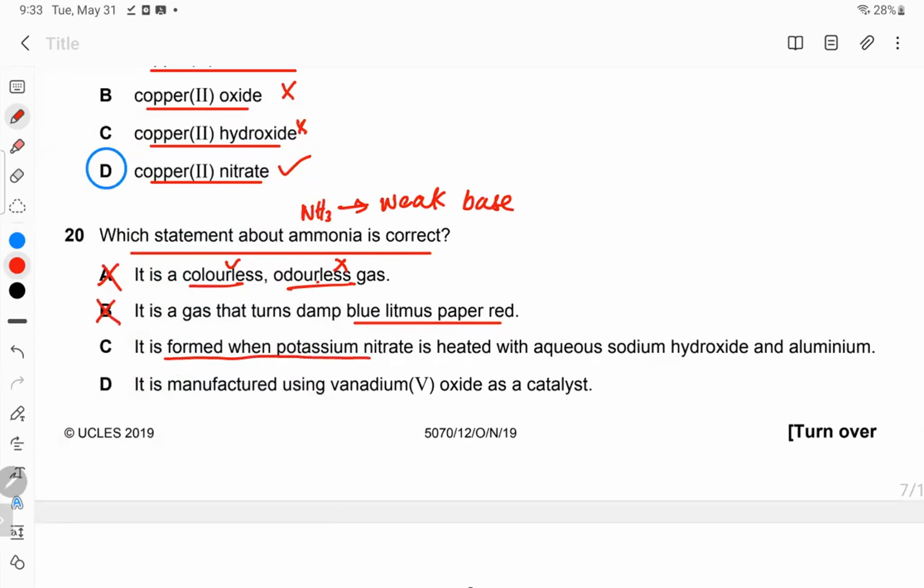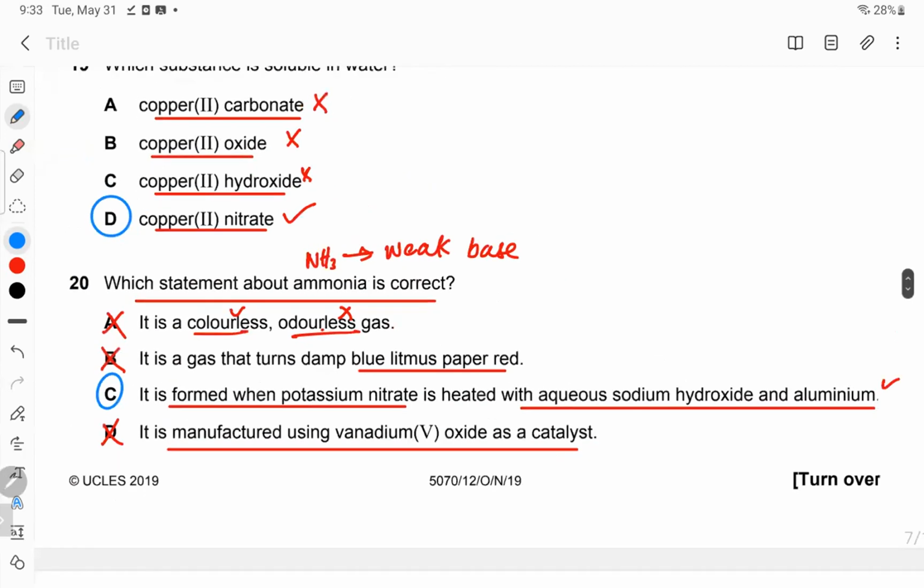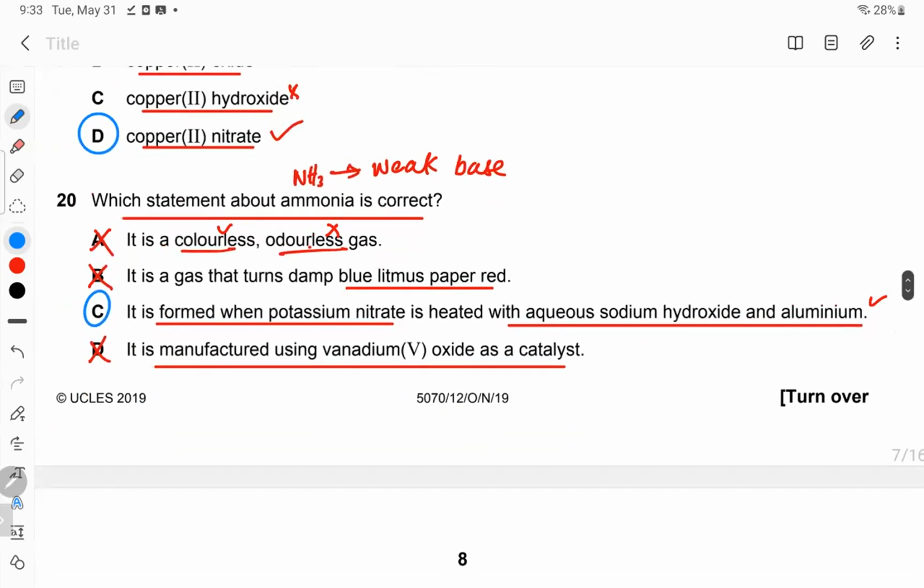It is formed when potassium nitrate is heated with aqueous sodium hydroxide and aluminium. Yes, it is correct. It is manufactured using vanadium 5 oxide as a catalyst. No, it's wrong. If you recall, that is the test for a nitrate ion. When a nitrate ion is heated with sodium hydroxide and aluminium foil, a gas forms that turns damp red litmus blue, which means that gas is ammonia. So C is the correct answer. Yes, now is it clear to everyone? Yes, sir.